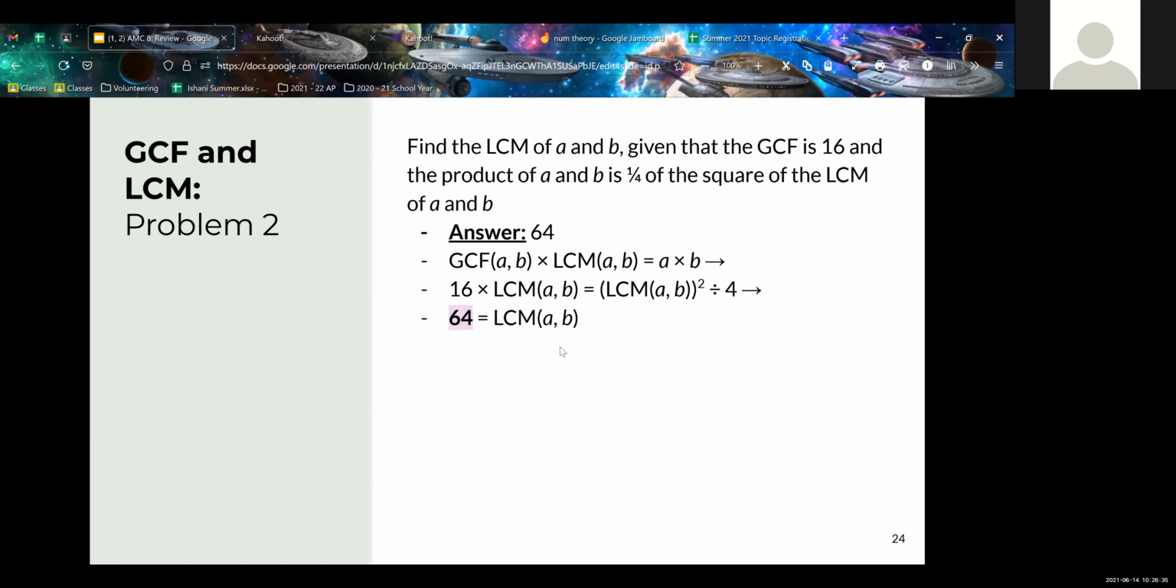Could you say that again, please? It's 16 times LCM of A and B, and then we have LCM of A and B squared. So if we do LCM of A and B squared divided by LCM of A and B, all we have left over is LCM of A and B. LCM of A and B squared is just LCM of A and B times LCM of A and B. So when you divide both sides by LCM of A and B, you're canceling one of those. It's like if we have 16 times x equals x squared divided by 4, where x is LCM of A and B. Then this 4 would multiply with this 16, and 4 times 16 is 64.